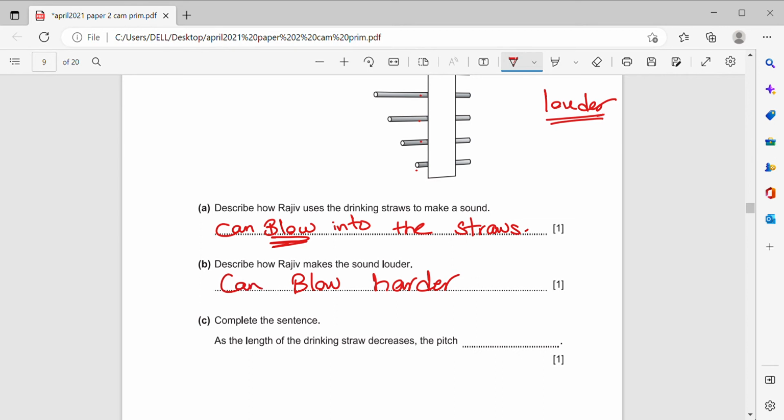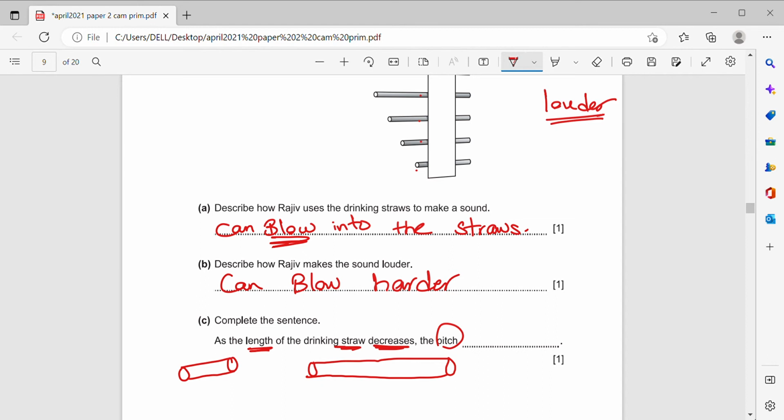Complete the sentence. As the length of the drinking straw decreases. يعني this is the drinking straw مثلا. As the length decreases. واستخدمت straws, shorter straw. What will happen to the pitch? What will happen? Does it increase or decrease? Does it get higher or lower?